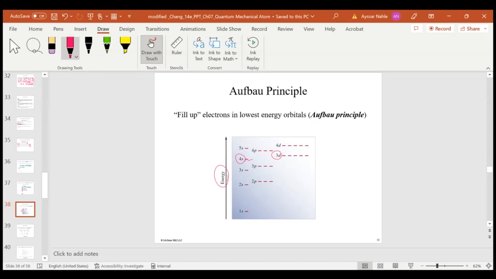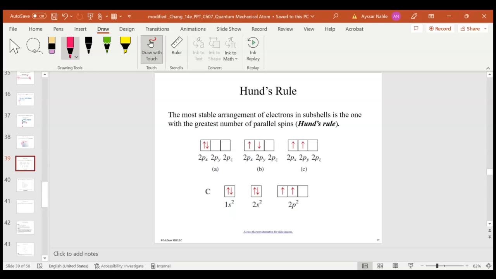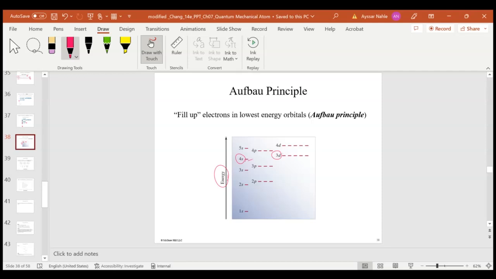Okay? But Doctor, if we look at 5s and 4p, it's the opposite of what you're saying. 5s and 4p. Okay, 5S, 4D. 4D is higher. 4P is different. Follow the chart. You will see them in sequence. If you follow the chart, that's how you fill the electron configuration.